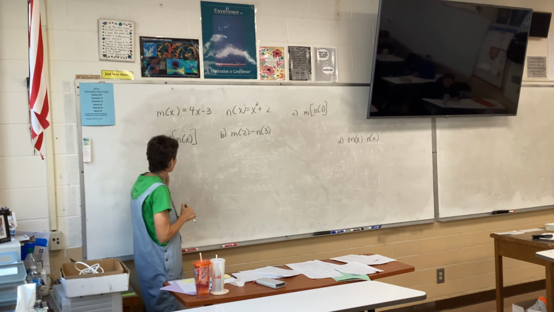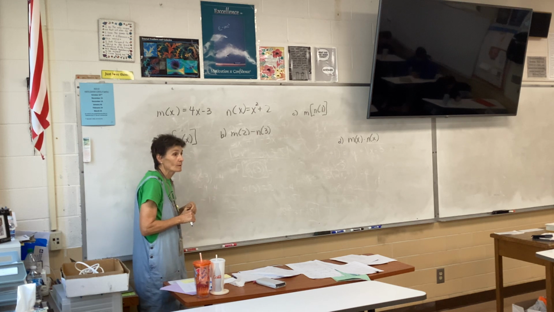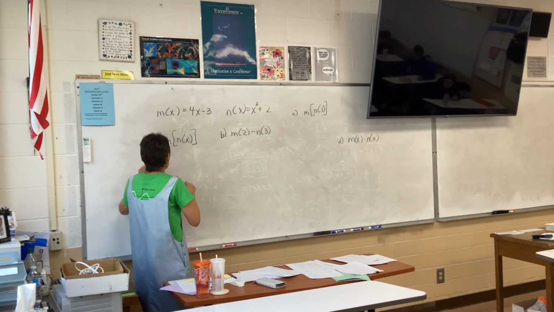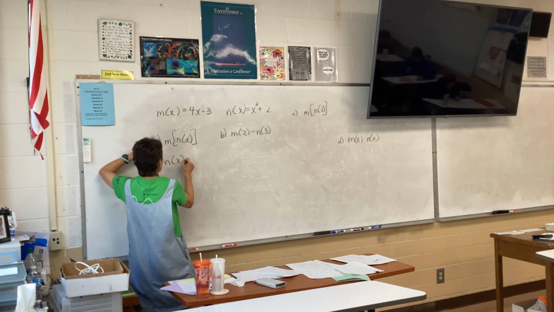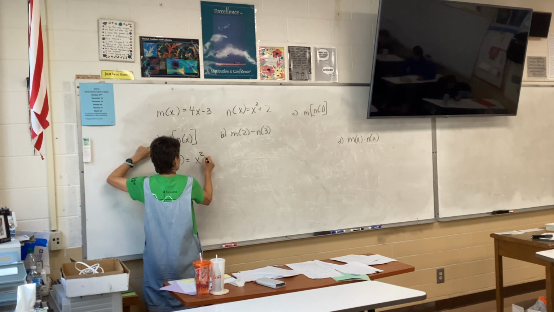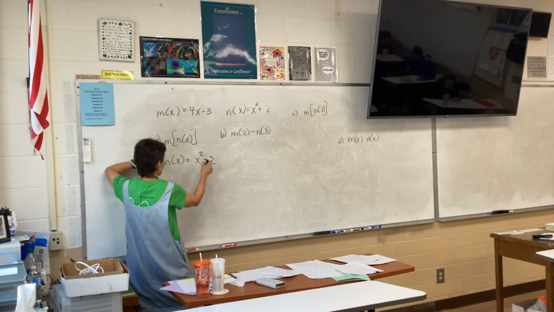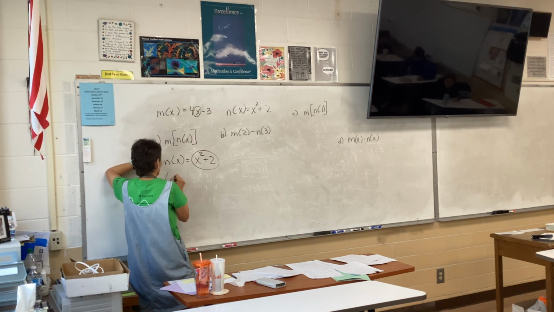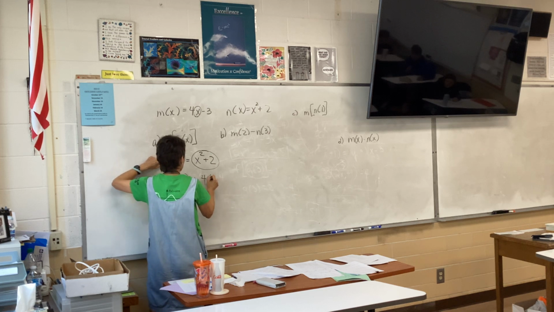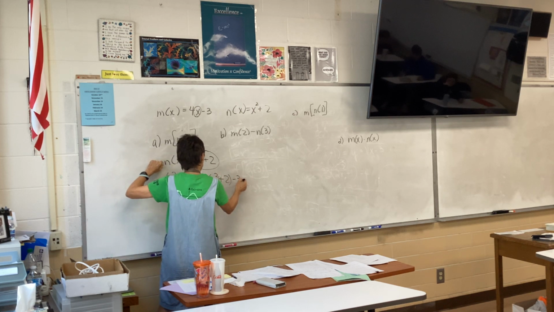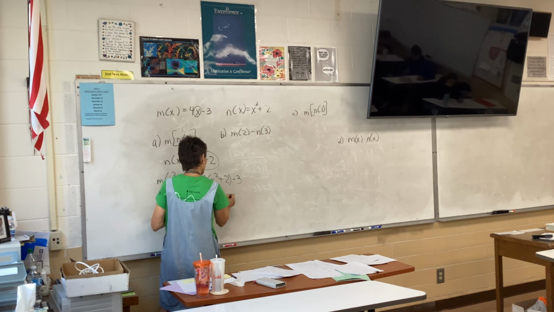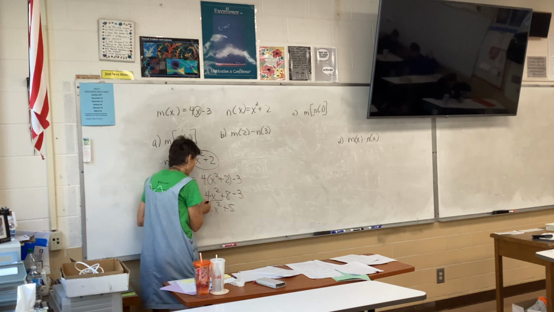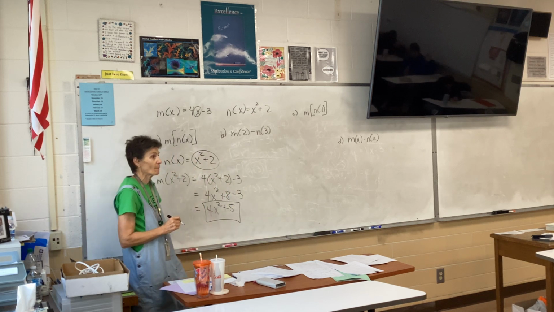Did anybody so far get any of these A, B, C, or D? What'd you get, Brian? 4x squared plus 5. For A? Oh, wow, you did the hard one first, good job. So n of x is x squared plus 2. So then he took that x squared plus 2 and plugged it into m. So 4x squared plus 2 minus 3. So what did you say, 4x squared? Yes, awesome, wonderful. Does anyone have a question about that?